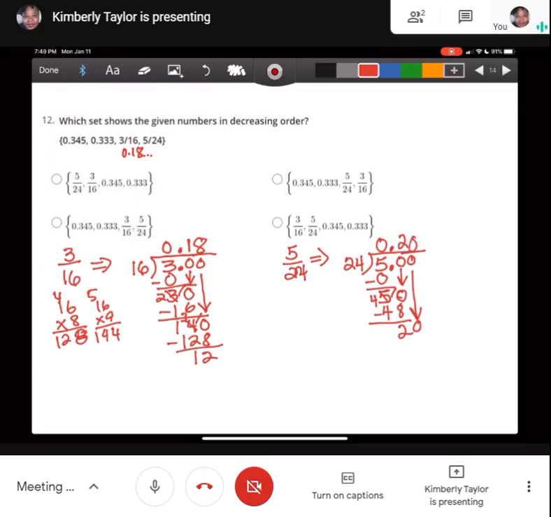because look at what I have. I got 0.18, 0.2. So I already know which one is bigger so far now. So this is 0.2 something, whatever. So now let's put it in order decreasing. So our biggest number is the 0.345. So this would be our first number. Then our next number would be the 0.333. And then our next number would be the 5 over 24. And then the 3 over 16.